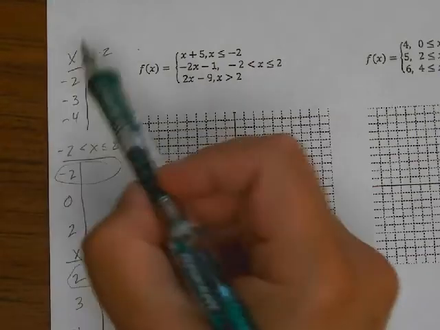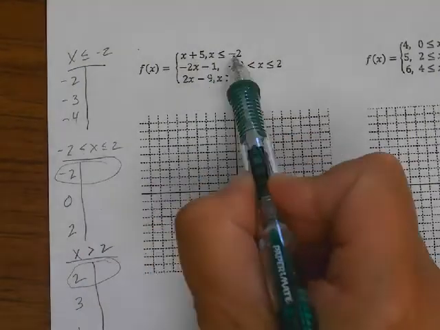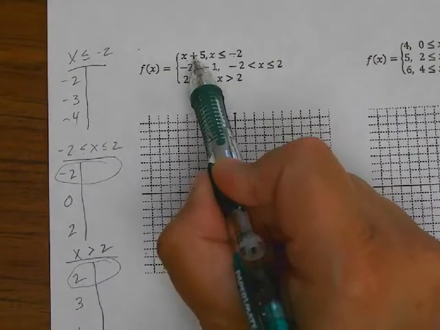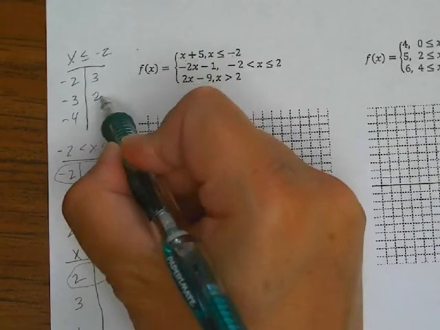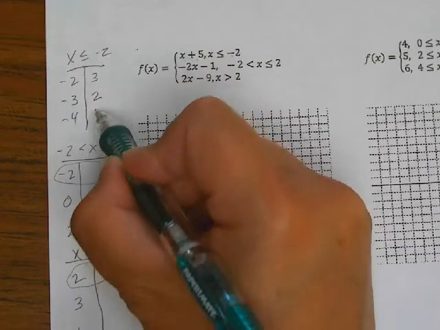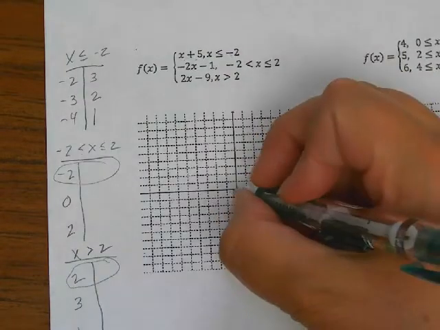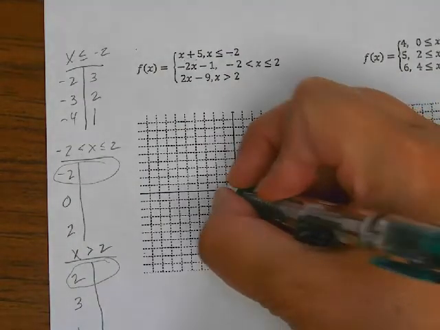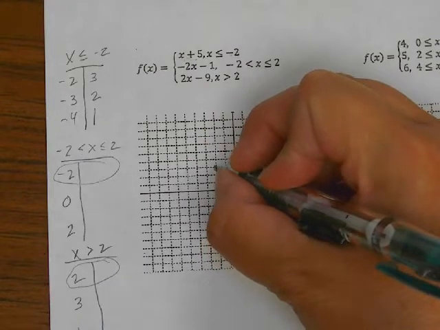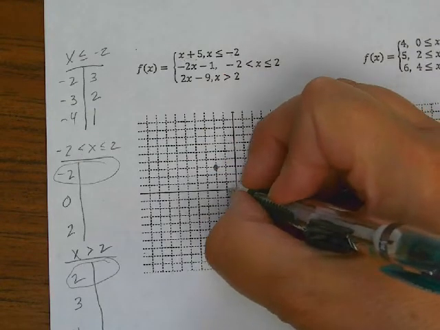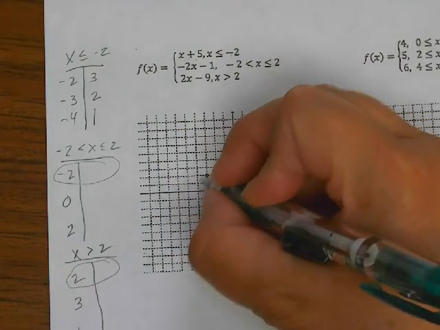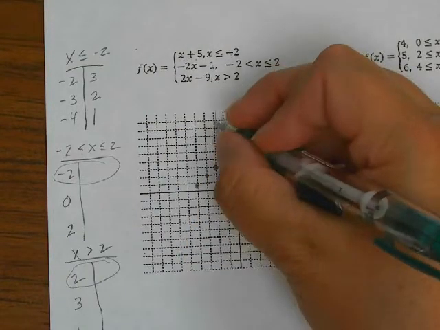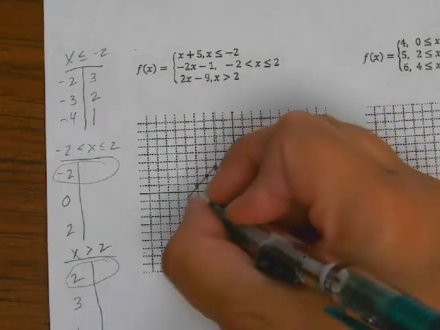So when x is less than or equal to -2, I'm going to use this equation. So I have -2 plus 5, which is 3, -3 plus 5, which is 2, and -4 plus 5, which is 1. So my graph is at (-2, 3), (-3, 2), and (-4, 1). And I would be moving away from this line, so the graph's going to go like this.